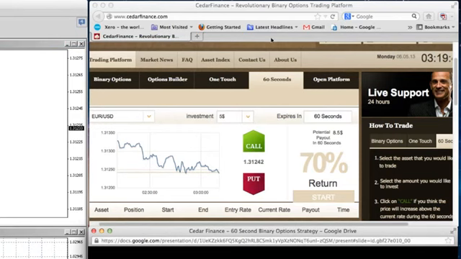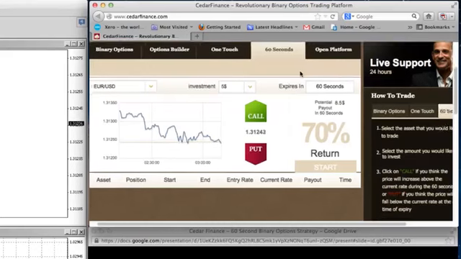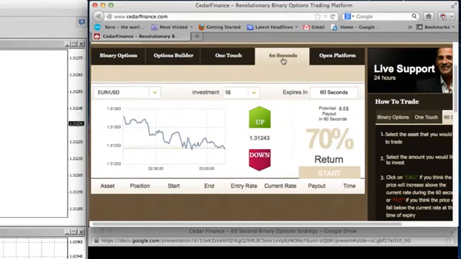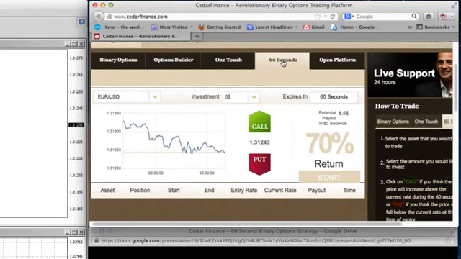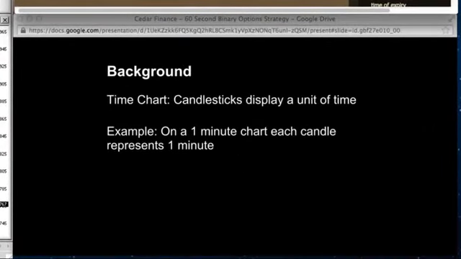Okay, and also in this window here I've got Set of Finance open and logged in. I'm on this 60 seconds sub page. Here I can select the different currencies that I want to choose. My investment amount, $5 is the minimum, and up or down, and I'm getting a 70% return on the Euro USD, for example. If I bring up the AUD USD, it's also the same, 70% return on any investments.